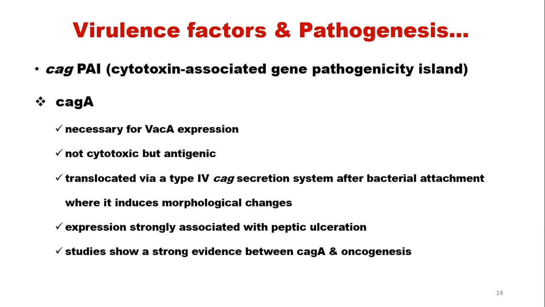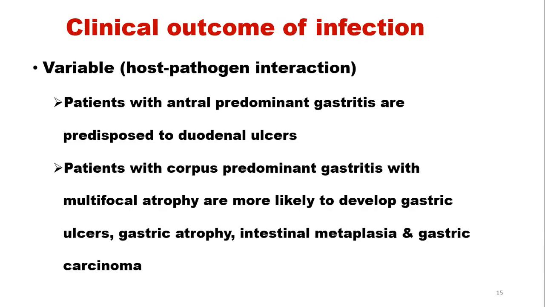So the expression of this CagA gene is strongly associated with peptic ulceration. And studies show a strong evidence between the production of CagA and malignant transformation. Now, we've discussed what can happen when the organism colonizes and infects a person. The different virulence antigens and the evasion of the immune system we have already discussed.